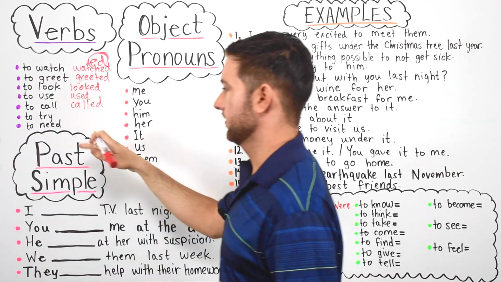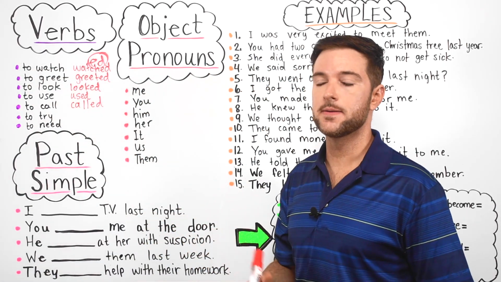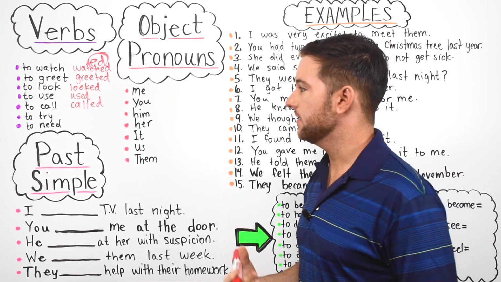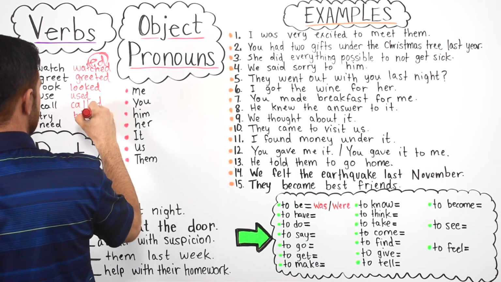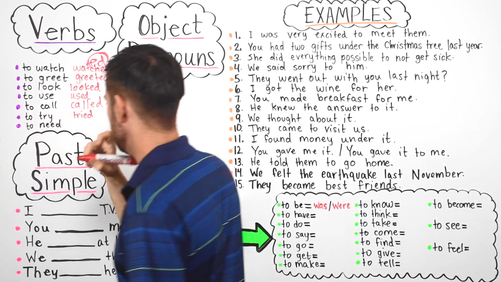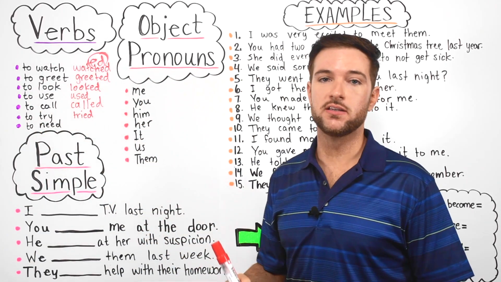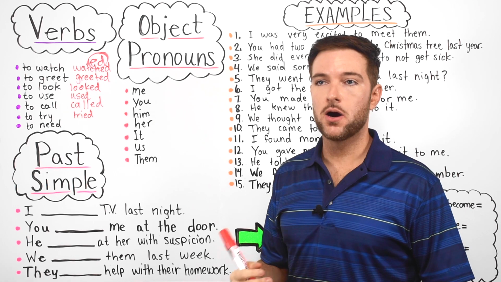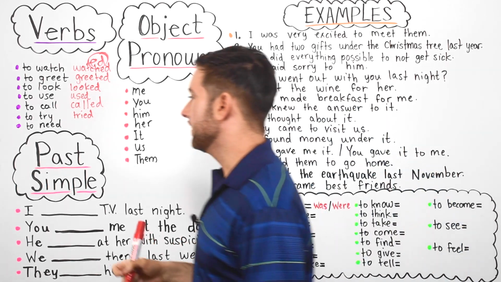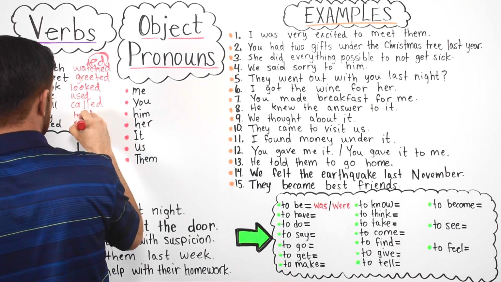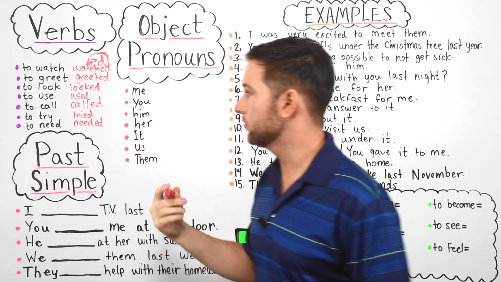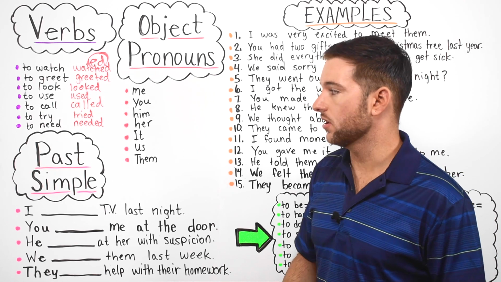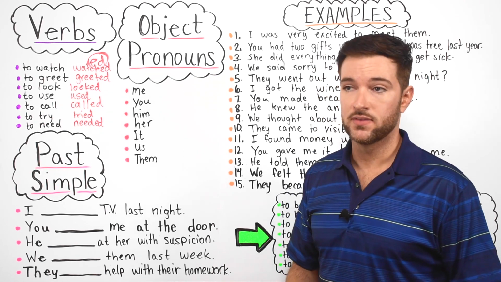To try, okay? To try is like essayer, okay? To try, and we say tried. T-R-I-E-D, okay? And then we have to need. To need is like avoir besoin de, okay? And in the past we say needed. Needed. Watch, to greet, to look, to use, to call, to try, and to need.